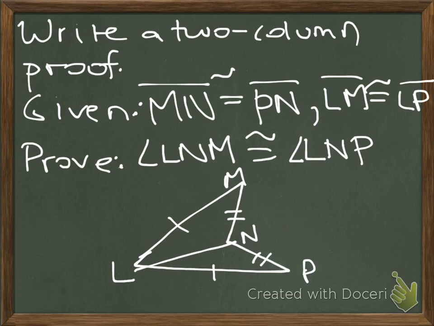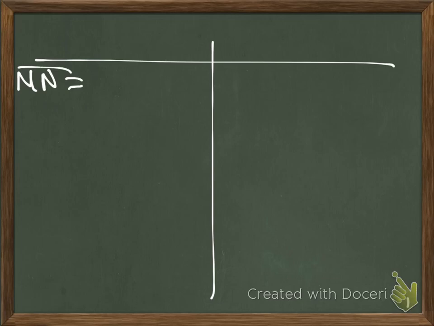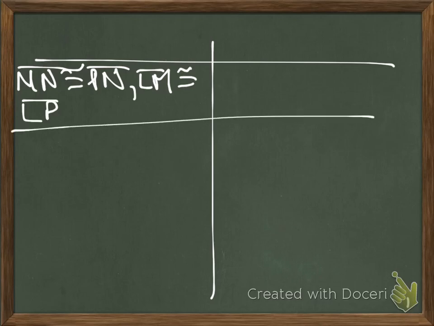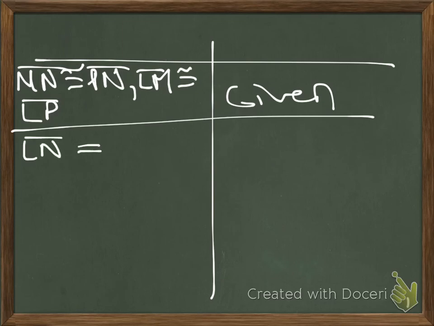So first we put our givens, and that would be MN is congruent to PN, and LM is congruent to LP. That's our given. And then by the reflexive property, might as well use that for a third time, LN is congruent to LN. Because in order to say that the angles are congruent, we need to prove that the triangles are congruent first. So that's the reflexive property.